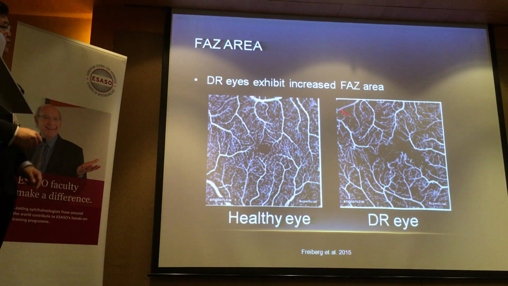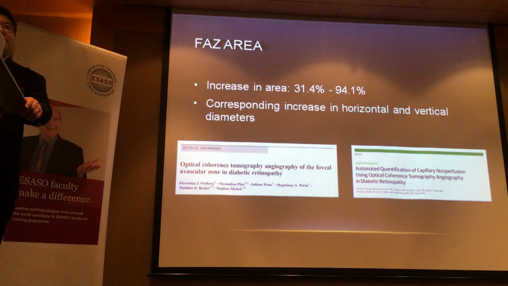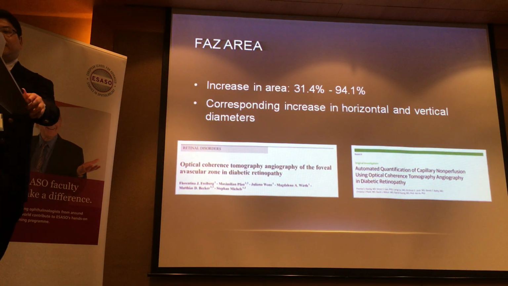So if you were looking at a fluorescein angiogram, you'd say, I'm sure this is an area of dropout. But on OCT angiogram, you can't be sure, it could just be image quality, although it does seem to be a fairly good image. All right? So they found that the FAZ area increases correspondingly, and this is both horizontal and vertical diameters.